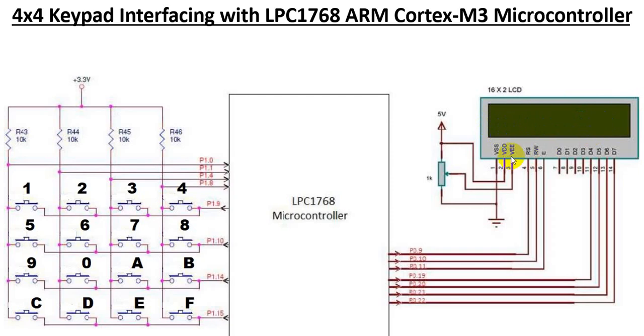Right? So whether I am sending the data or I am sending the command, I need to inform the LCD. And that information I am providing through this RS pin. If RS is equal to 0, then whatever I am sending through these data lines, it is the command. And if RS is equal to 1, then I will be sending the data. So that is the role of register select.